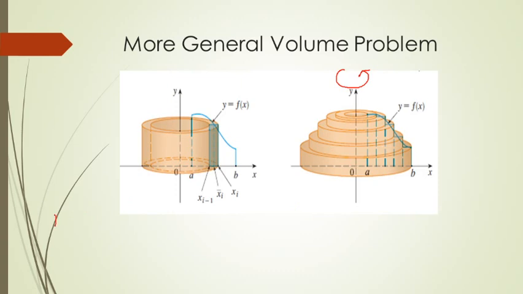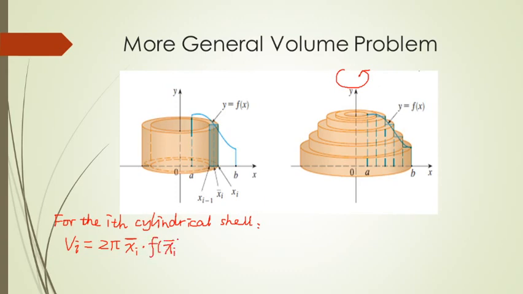Now let's repeat for the ice shell. The left one is the one we have already analyzed. For the cylindrical shell, we get the volume formula Vi, which will be 2 pi xi bar, which gives the circumference of the circle with radius xi bar, times the height of the shell, which is the function value f evaluated at xi bar, times the thickness delta x. That is the ice shell.